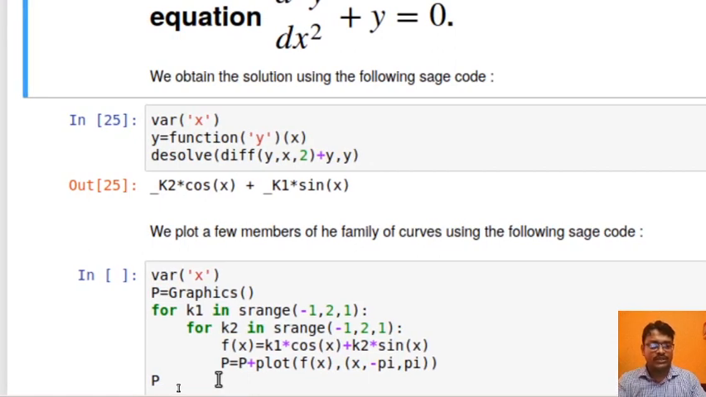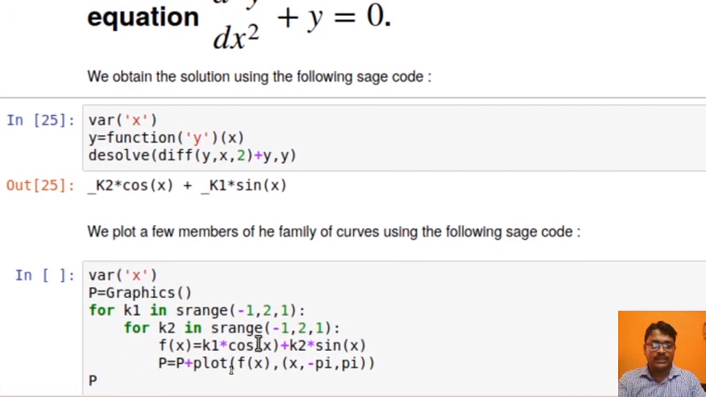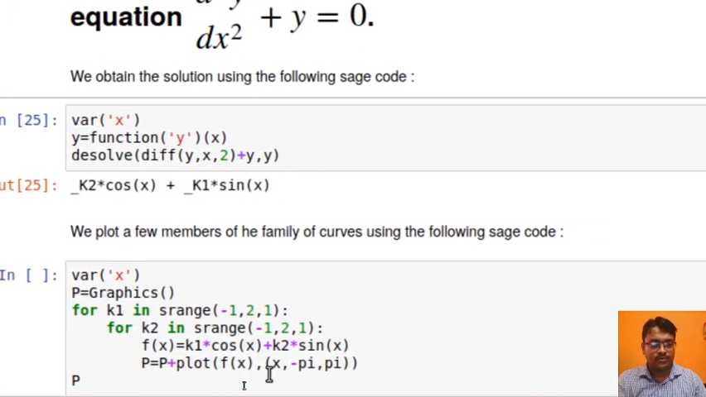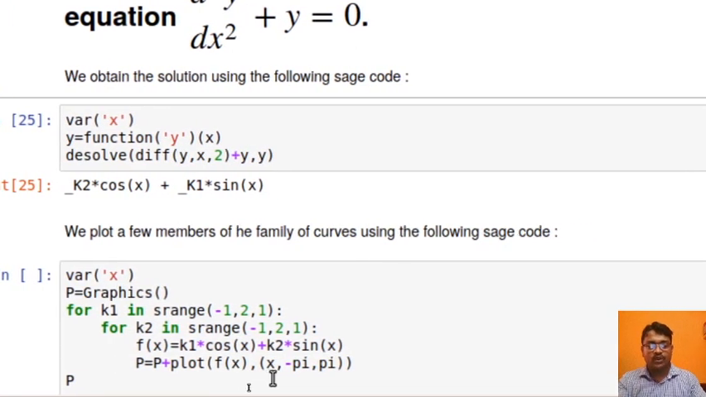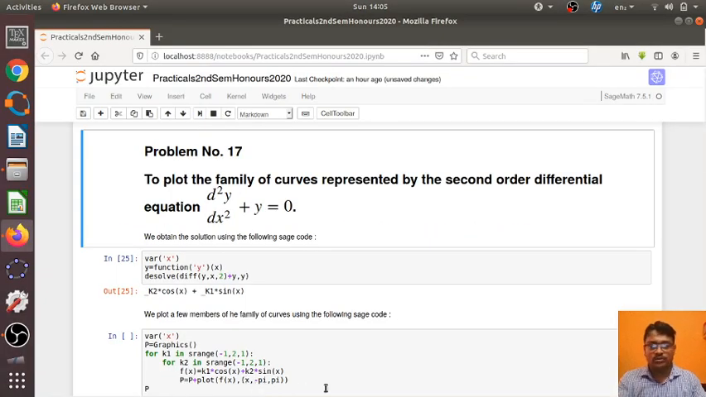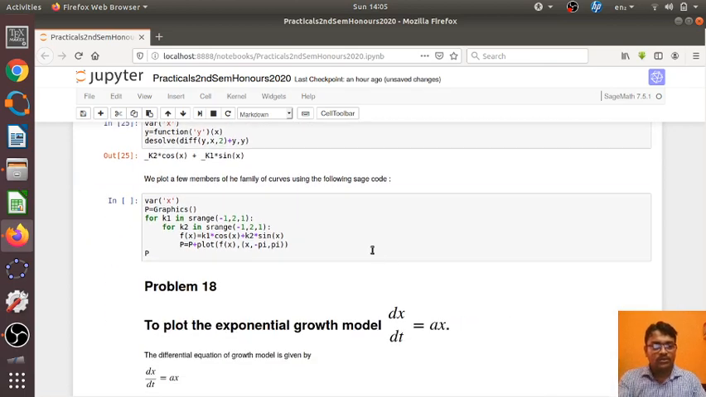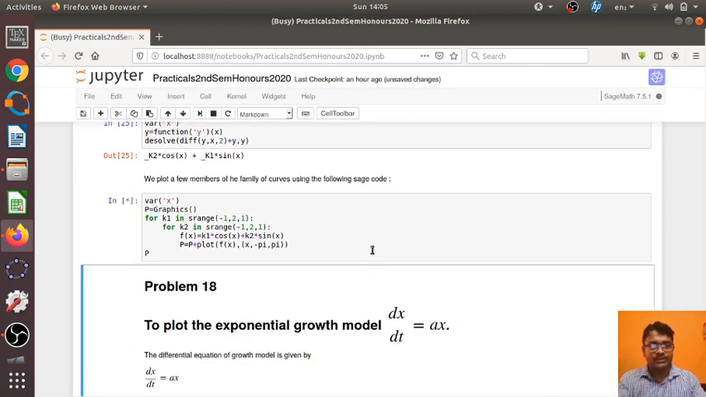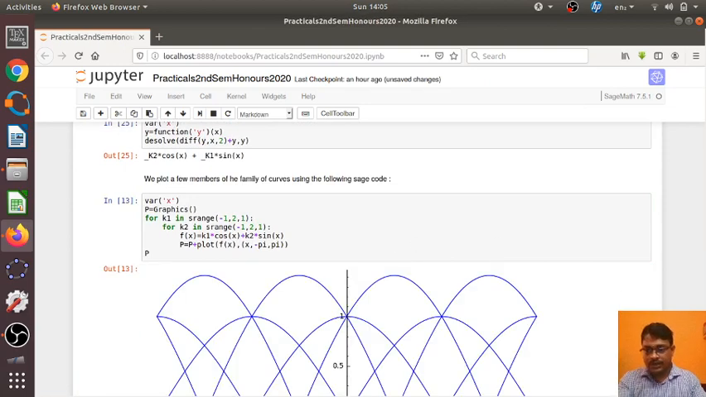Here we are considering only k1 in a range of -1 to 2, that is -1, 0 and 1 only, and k2 in the same range. And we plot the function f(x) from x equal to -pi to pi. So let us see how this runs. So this is the one, so shift enter. This is the curve that we get.